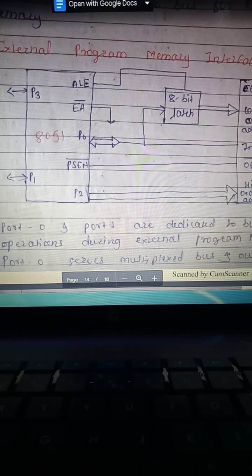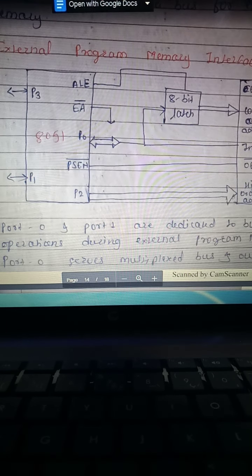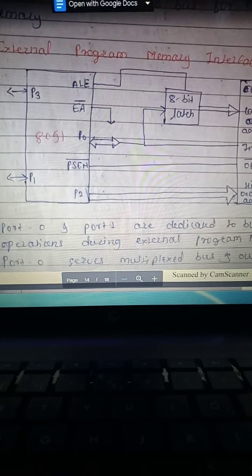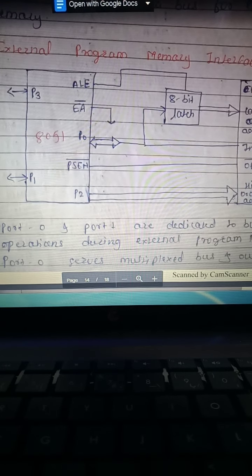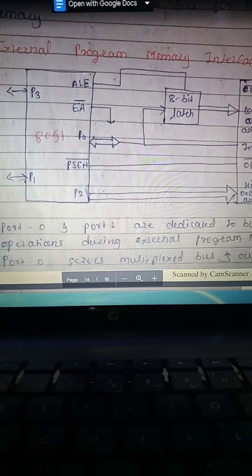So port 0 and port 2 are used. Basically, port 0 is for finding out the lower order address bus, and P2, that is port 2, is used to find out the higher order address bus. So port 0 and port 2 are dedicated to bus operations during external program memory interfacing.